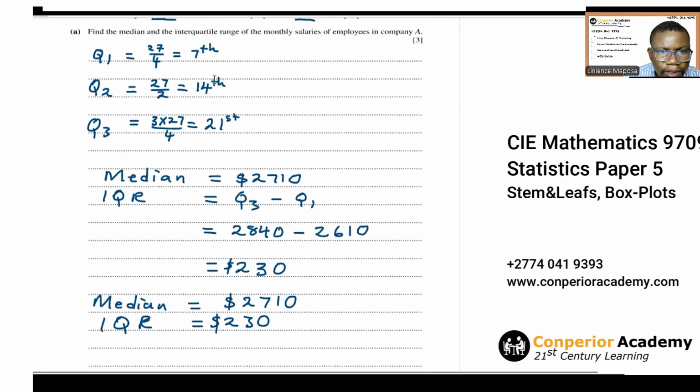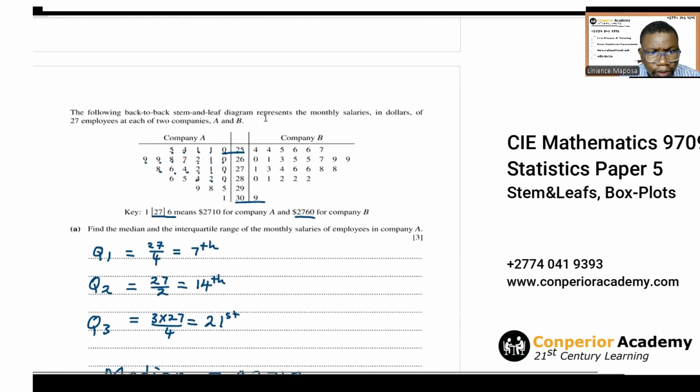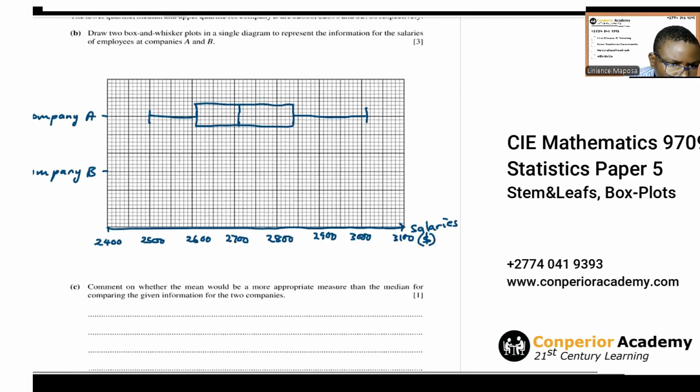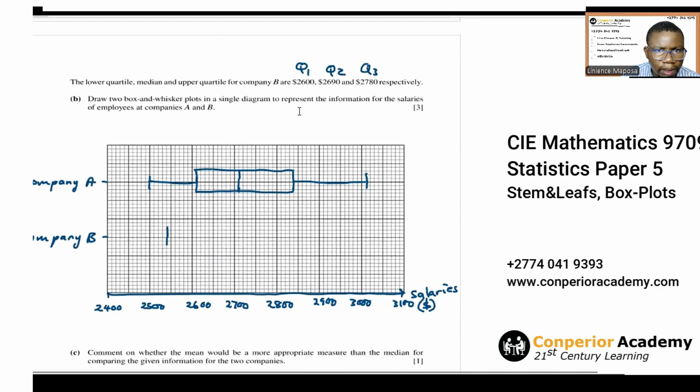I need the lowest value of company B. For company B, the lowest value is 2,540. So 2,540 is here. So I'll just mark a line here. Then I want my Q1. Okay, Q1 is given, is 2,600. They gave it to us. So this is 2,600. Then I need 2,690. 2,690 will be right here. And then I need 2,780. 2,780 will be right there.